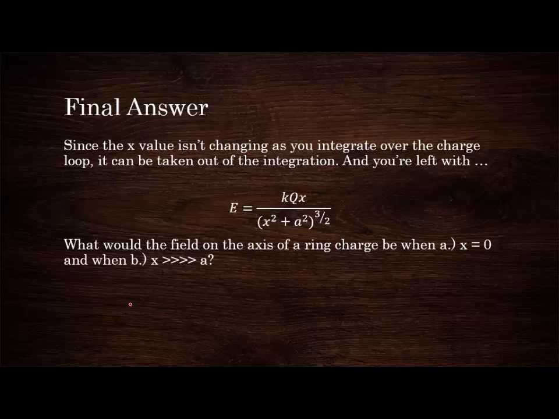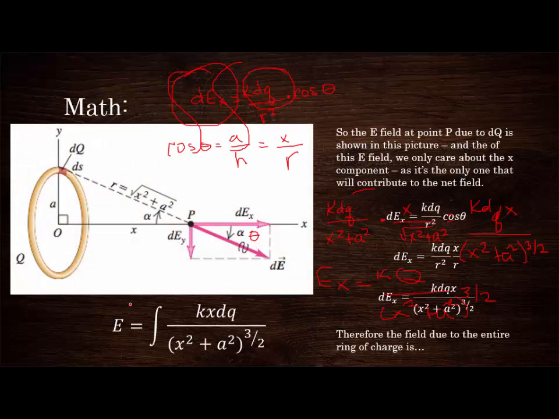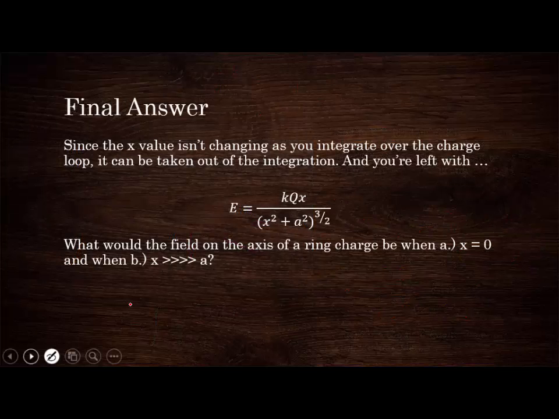Okay, so two little follow-up questions. What would the field on the axis of a ring charge be when x equals 0? Well, when x equals 0, you are right here in the center. You have no horizontal components. All you have are vertical components contributing to the electric field, and they all cancel each other out. So the electric field at 0 will be 0.